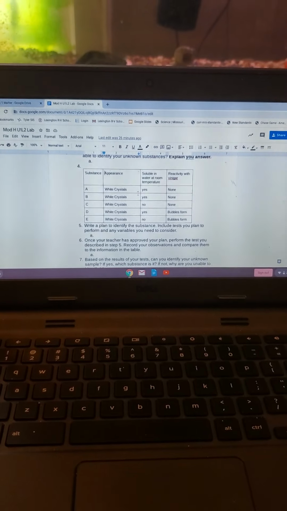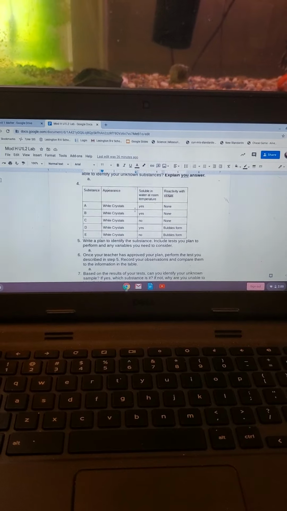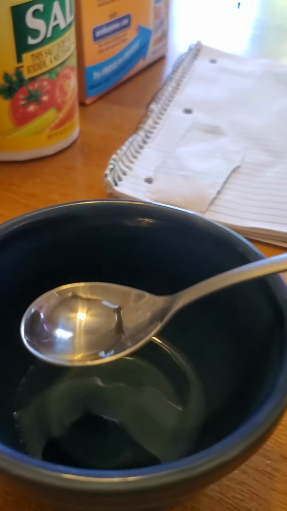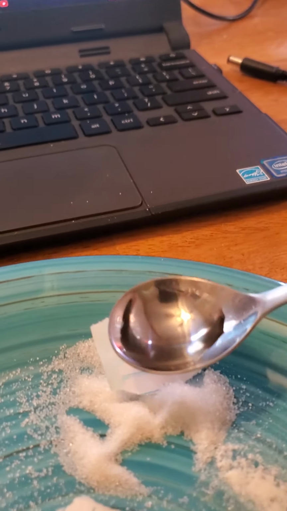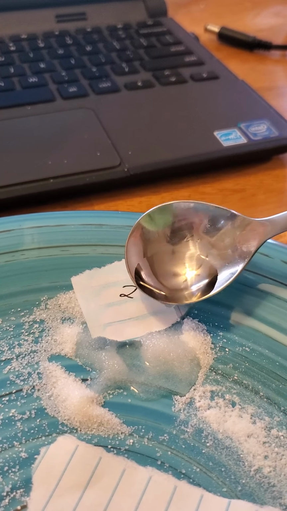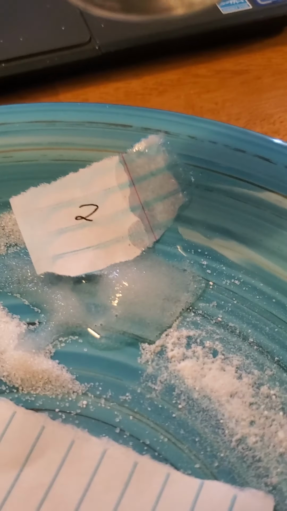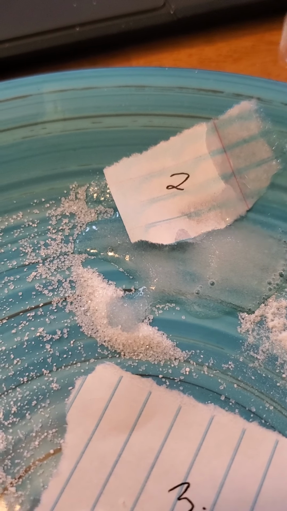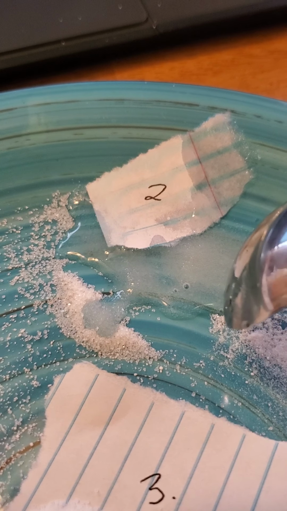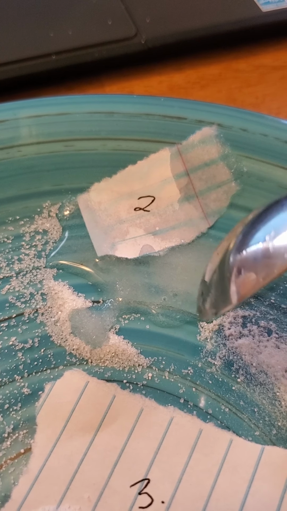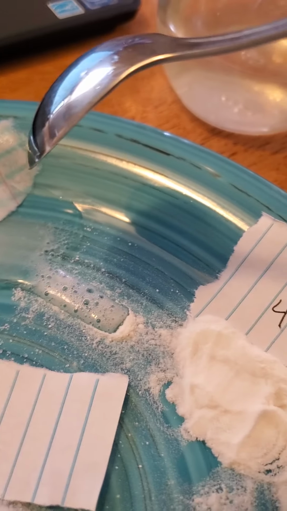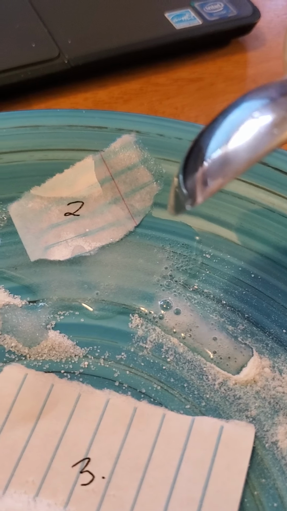So looking at our chart, we have 3 that are soluble in water. So let's do the vinegar test. Okay, once again, we're going to take the vinegar. Go ahead and pour it on here. And bubbles form because I put it on a little bit too quick. Oop, I accidentally got into number 4, so at least we know number 4 is bubbly.